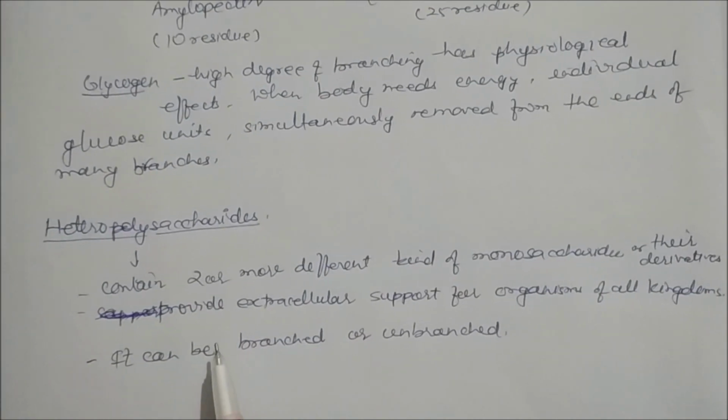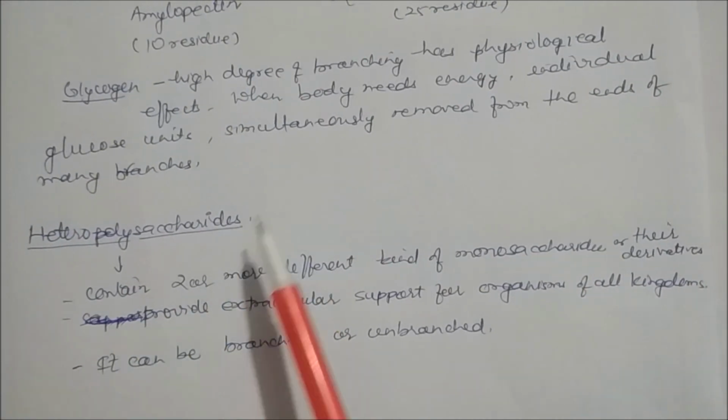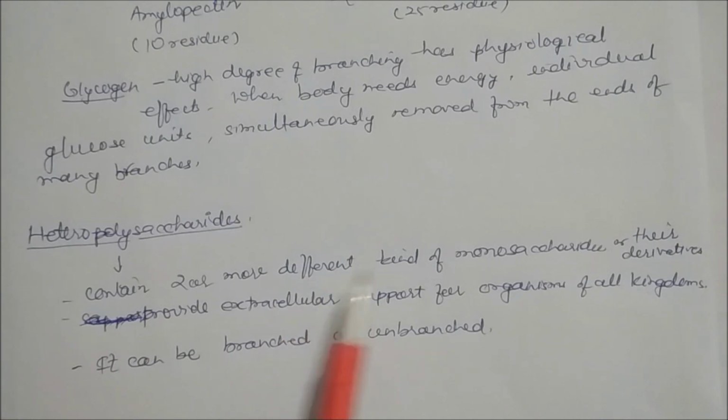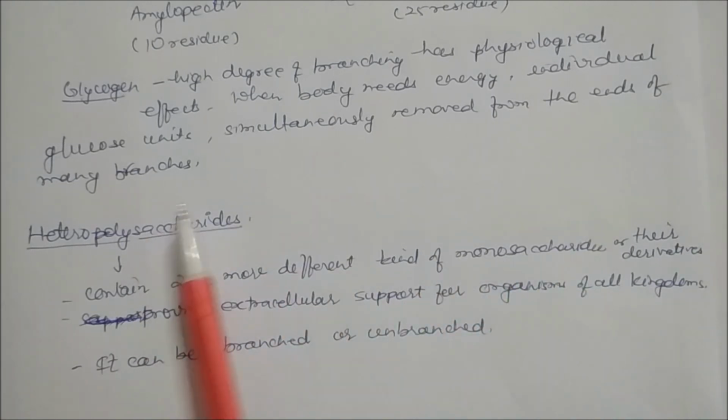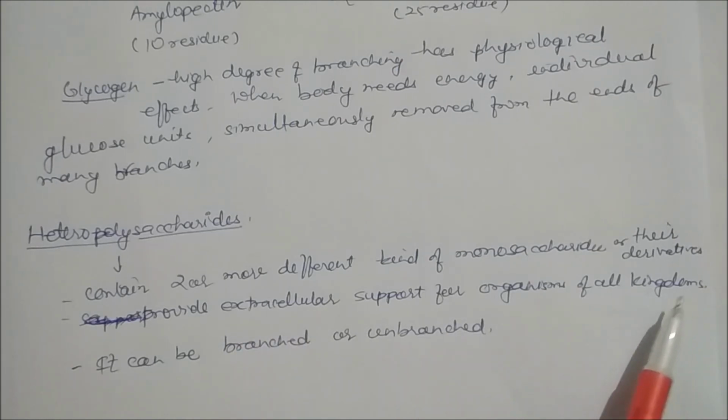And lastly we will see the heteropolysaccharides. They contain two or more different kinds of monosaccharides or their derivatives. These heteropolysaccharides provide extracellular support for organisms of all kingdoms. They can be branched or unbranched. This we have not studied in much detail. Now we will see some pictures of starch, cellulose and glycogen.